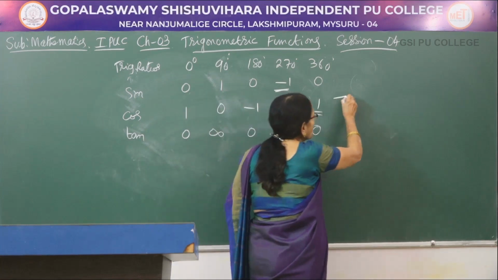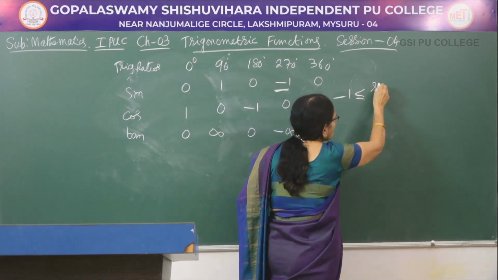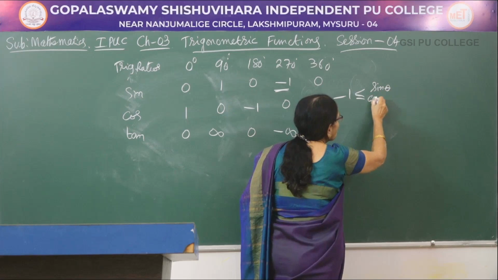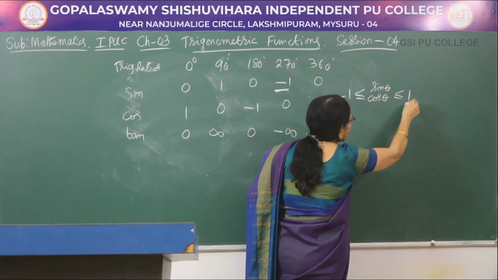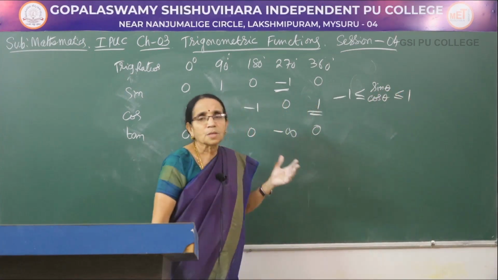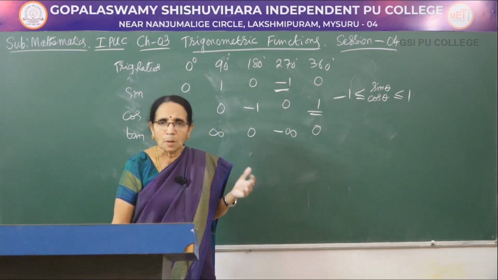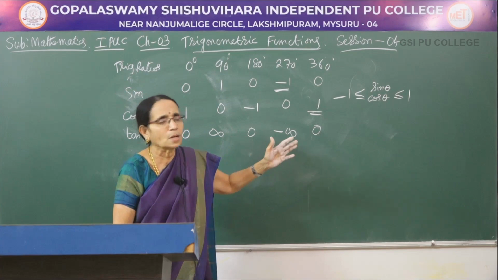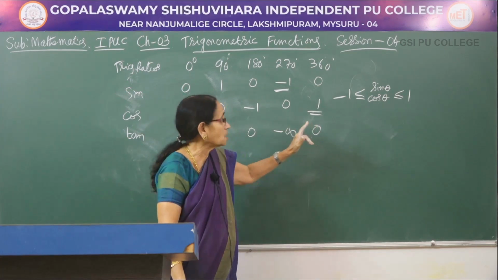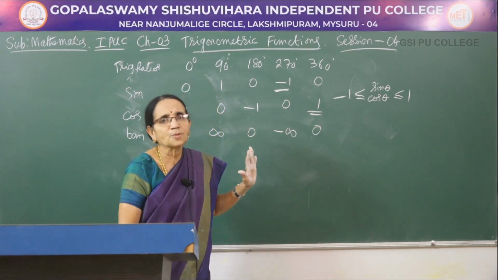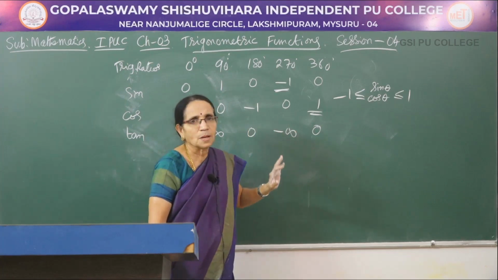So, we write like this: -1 less than or equal to sin theta, cos theta less than or equal to +1. Now, theta takes any real value. Real value means it may be positive, negative, any real value you can give for theta there. The value would always lie between -1 and +1.